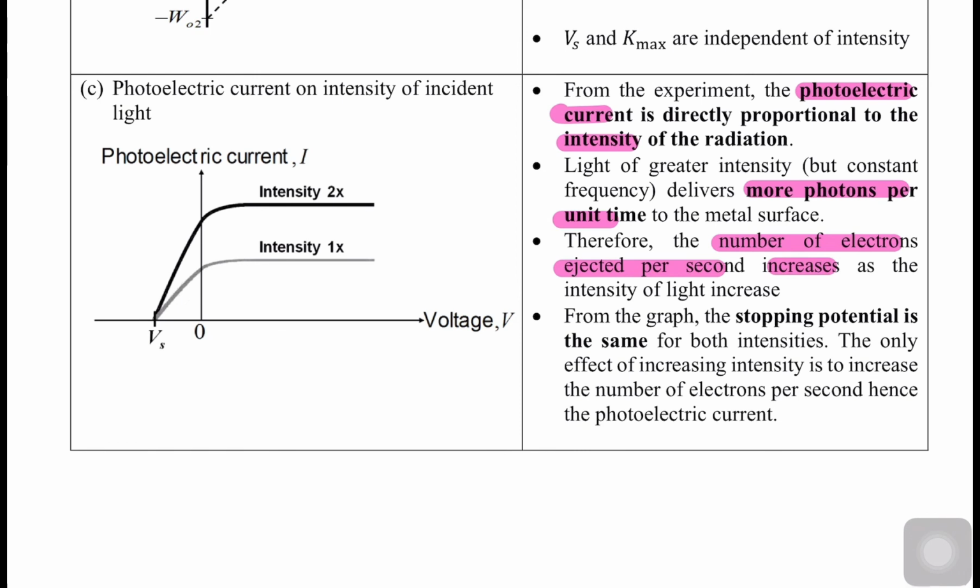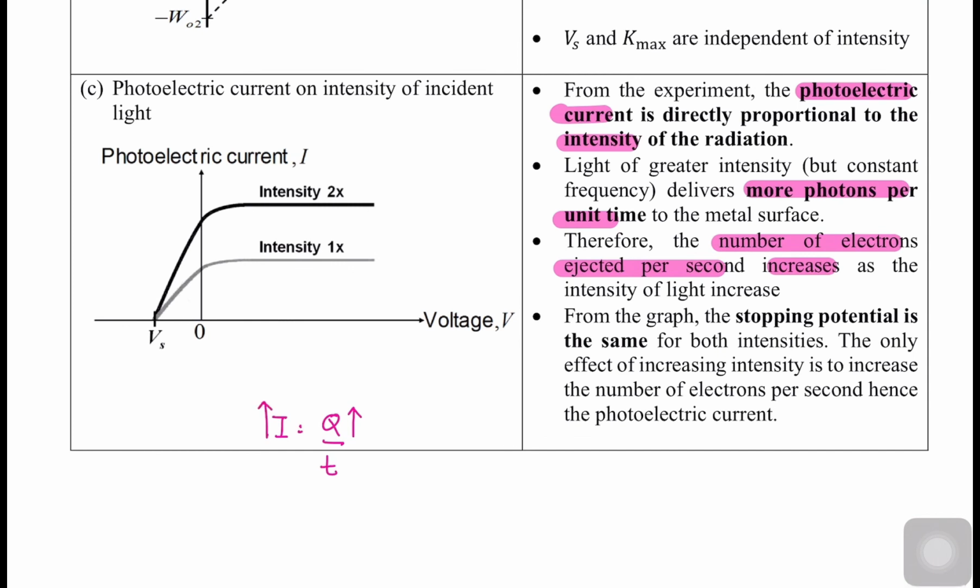From the graph, stopping potential is the same for both intensity. Stopping potential ni kalau kita nak ubah, kita kena ubah dia punya material yang kita guna, ataupun kita boleh ubah frequency of the photon. Okay. So the only effect of increasing intensity is to increase number of electrons per second, hence the photoelectric current. So kalau kita ingat balik, current is I equal to Q over t. So kalau lagi banyak elektron yang bergerak per unit time, I awak will increase.